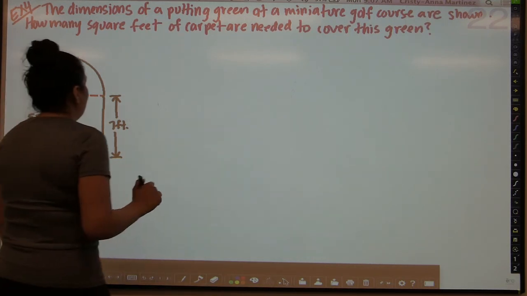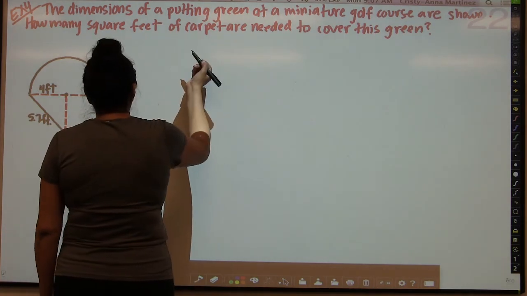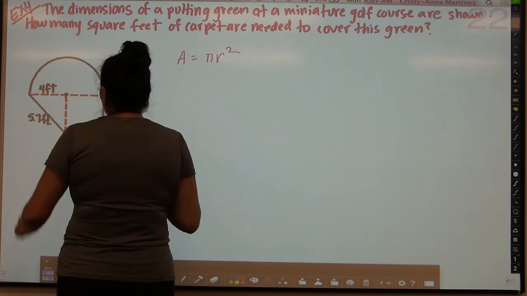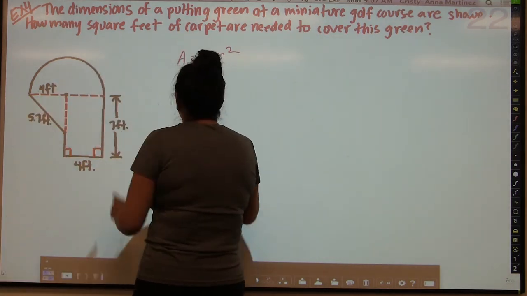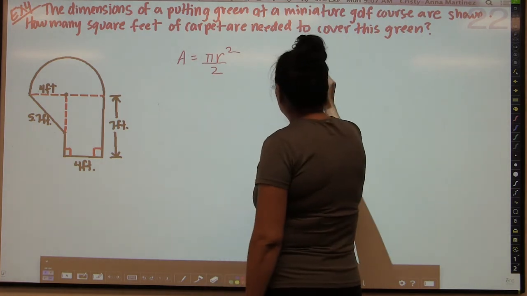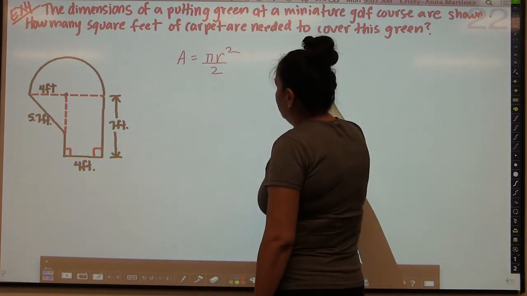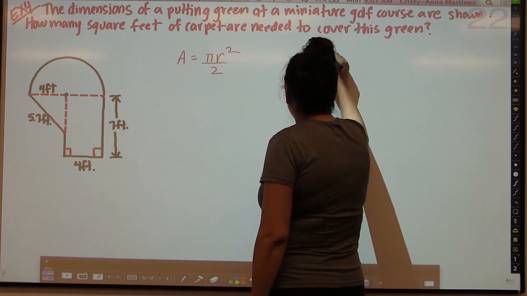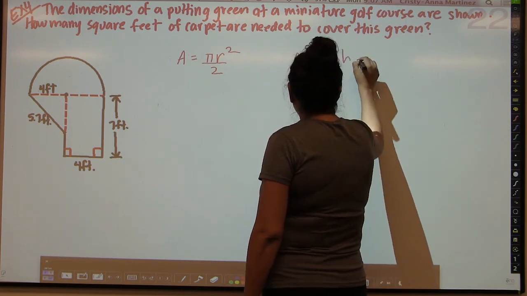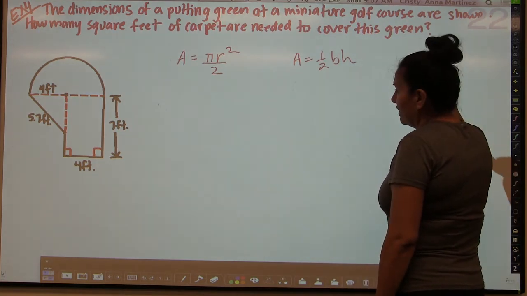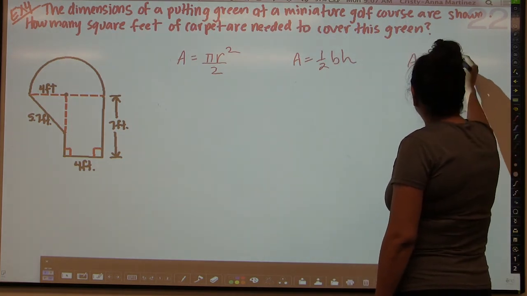So first off, we have the area of a circle, pi r squared. But we don't have the entire circle, we only have half of it. So we're going to divide that by 2. We also have a triangle, and the area of a triangle is base times height divided by 2, right? 1/2 base times height. And of course, the area of the rectangle is just base times height.